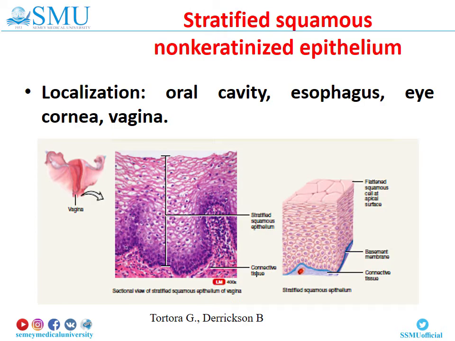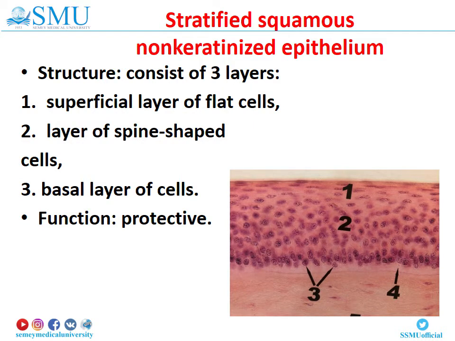Stratified squamous non-keratinized epithelium. Localization: oral cavity, esophagus, eye cornea, vagina. Structure: consists of 3 layers. Number 1, superficial layer of flat cells. The second layer, of spine-shaped cells, and lower layer, basal layer of cells. Function is protective.